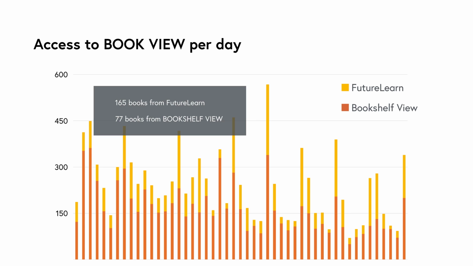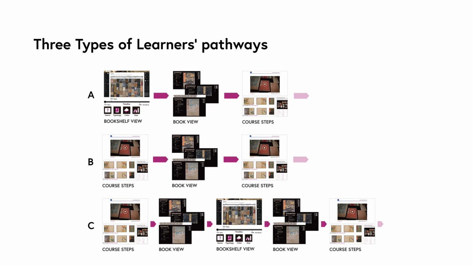And the access to the books were coming from FutureLearn as well as bookshelf view. The average access to the books per day, the daily average, was 165 books from FutureLearn and 77 books from bookshelf view. Accordingly, I could identify and categorize the user flow in these three different broad pathways, A, B, and C, which leads to deeper qualitative analysis.